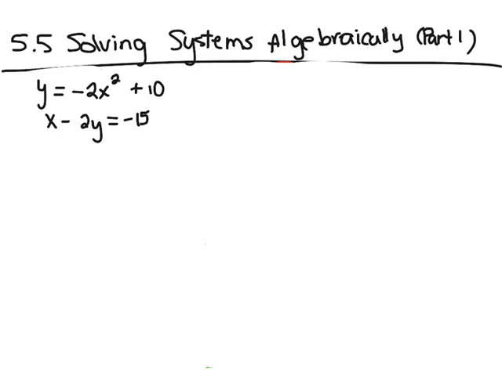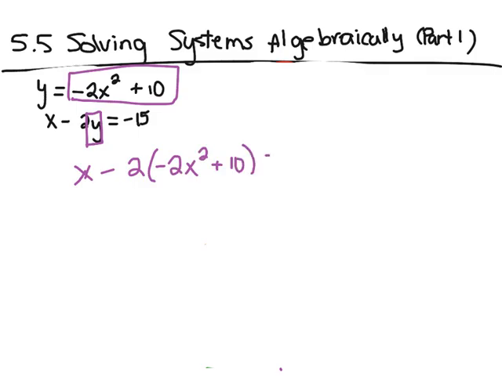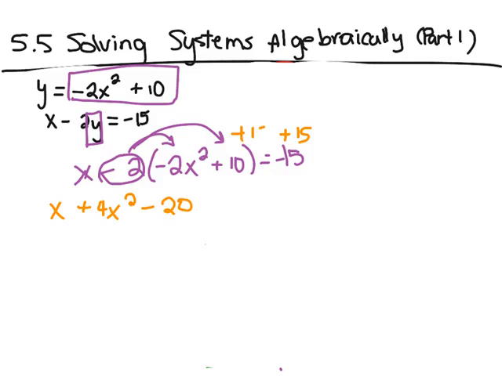So for this one, it's again a quadratic and a line. We're going to substitute in negative 2x squared plus 10 in for y. So we have x minus 2 times negative 2x squared plus 10 equals negative 15. Now, we distribute the entire negative 2 into our brackets. Don't forget the negative sign. So we have x plus 4x squared minus 20, and we're going to add 15 to both sides. So plus 15 equals 0.